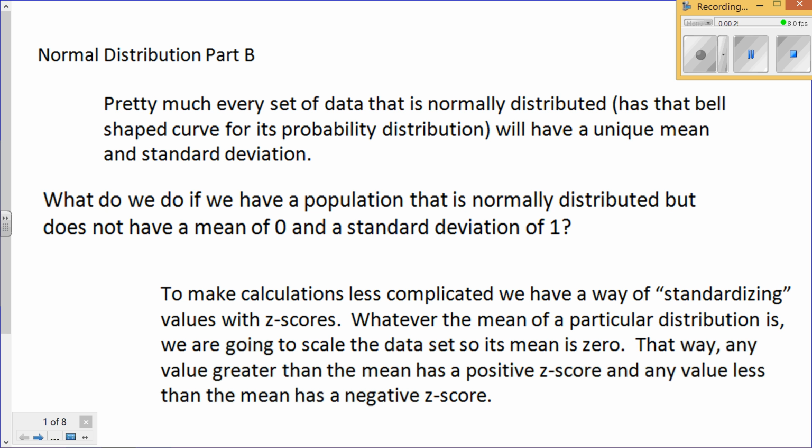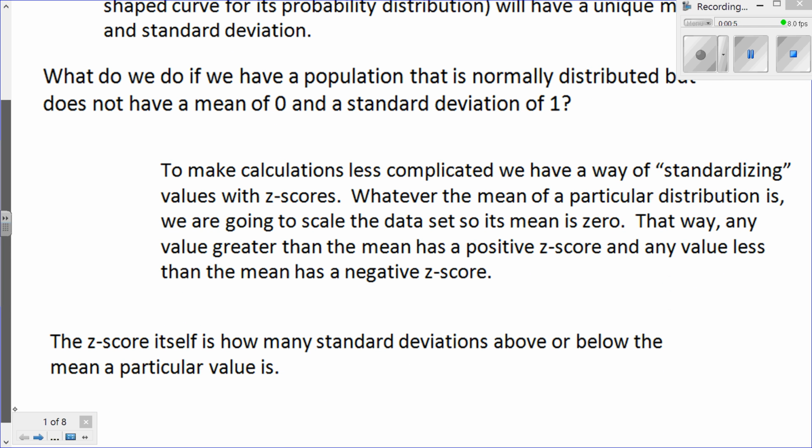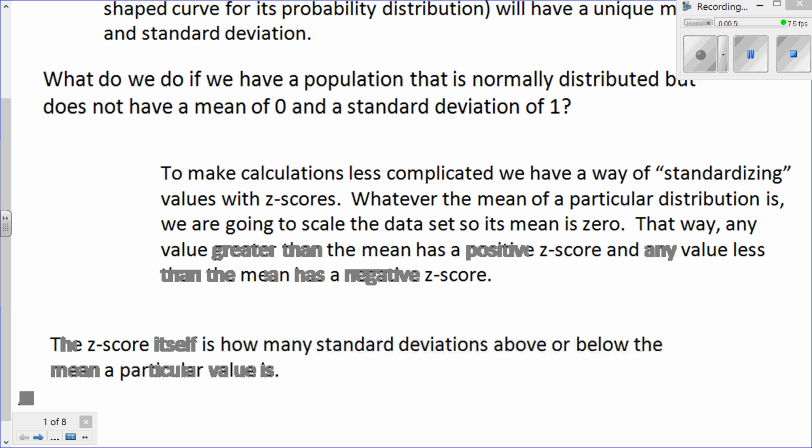So to make our calculations less complicated, we've got a way of standardizing values with z-scores. Basically we're going to scale the actual values we have so that they fit on our table. Whatever the mean of a particular distribution is, we're going to scale it so its mean is 0. That way any value greater than the mean will have a positive z-score, and any value less than the mean has a negative z-score. The z-score itself is how many standard deviations above or below the mean a particular value is.